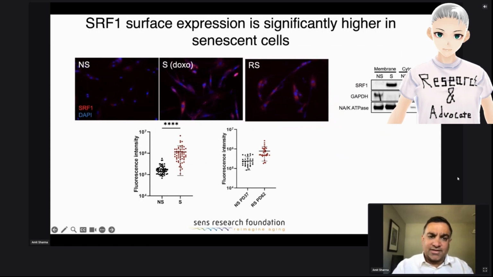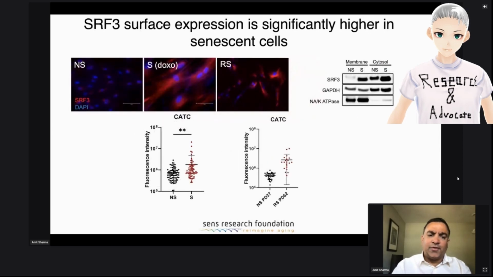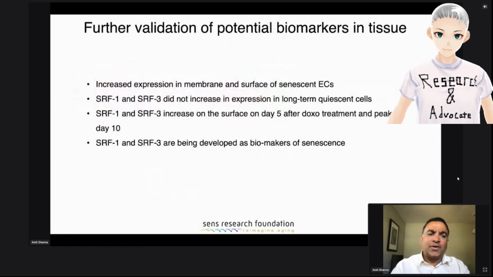This one protein, which we're calling SRF1, was significantly elevated on senescent cells treated with a chemotherapy agent, doxorubicin, which is a topoisomerase 2 inhibitor, or on replicative senescent cells. We found SRF1 was quite significantly elevated on the surface of senescent cells. Similarly, we found another protein, SRF3, which was also quite significantly elevated on the surface of senescent cells, whether treated with doxorubicin or replicative senescent. And we've been able to confirm these markers in other cell types.